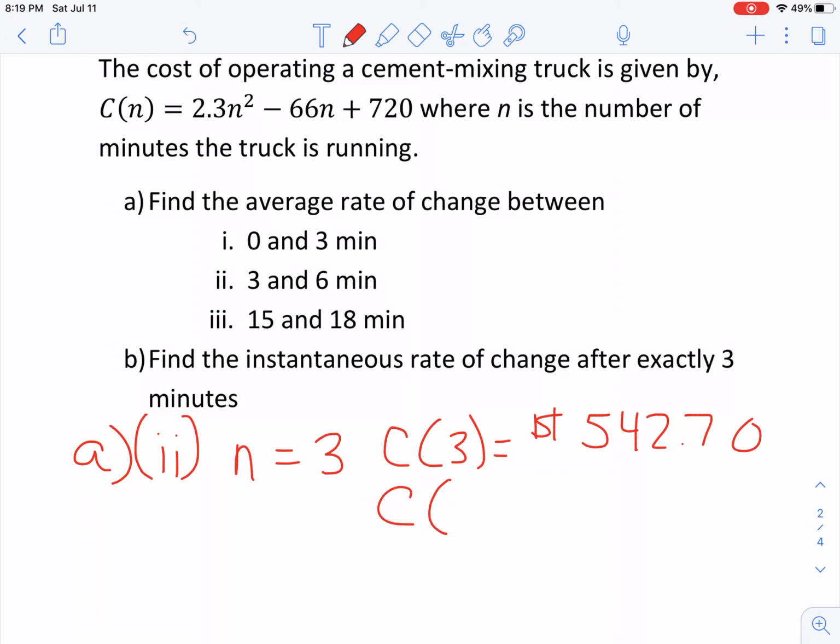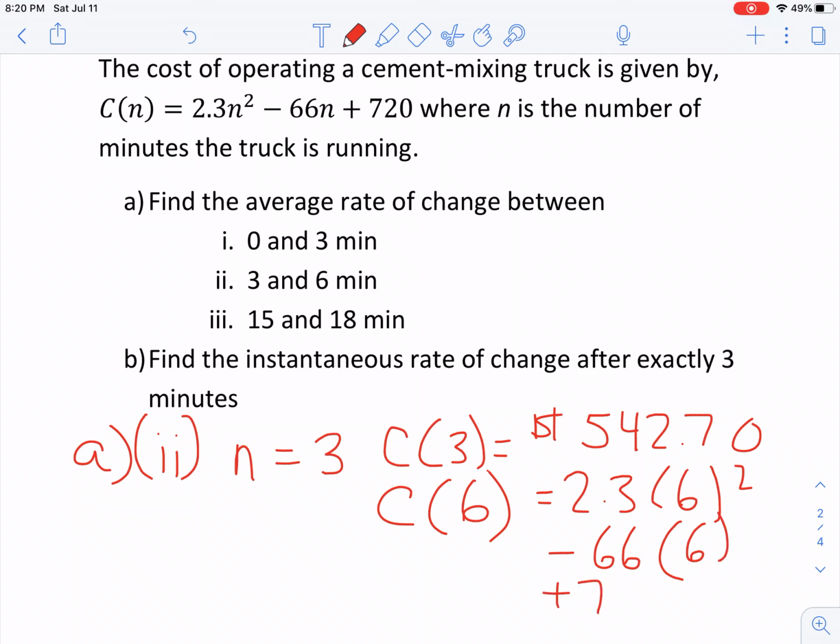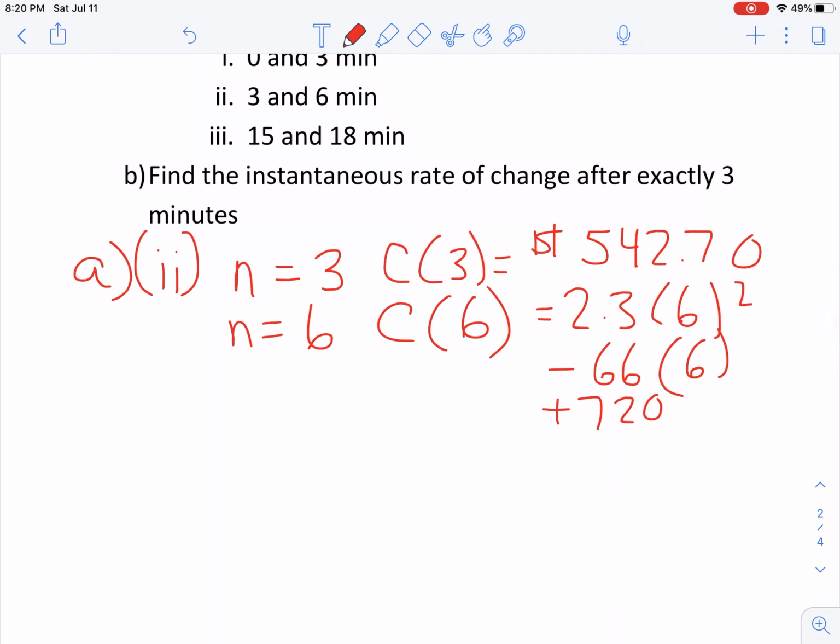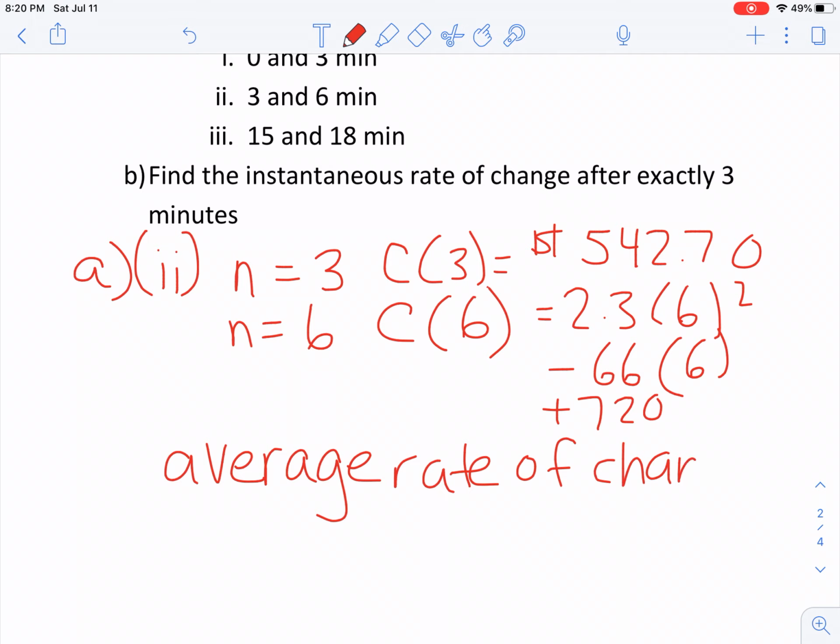We'll do the same thing and figure out what c at 6 is by substituting in 6. So 2.3 times 6 squared minus 66 times 6 plus 720. So we know our two n values, and we know our two cost values, or y values. So our slope of the secant, or our average rate of change, because we're talking about average first, this is the slope of the secant.